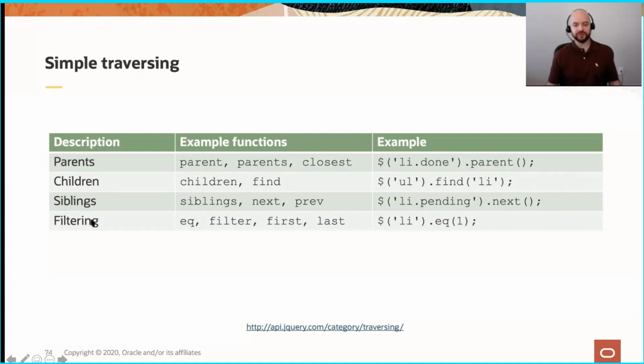And then finally, filtering. So sometimes you select more than what you actually want to work with, and you need to filter that down. So there are different methods for that. The one I'm using here, eq, let's say I selected 5 elements. This one will just give me the second element in that list because it's a zero-based index language.